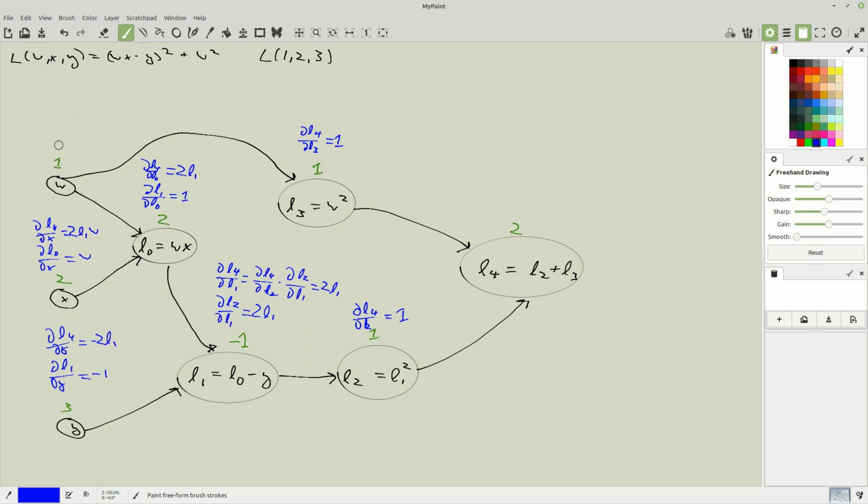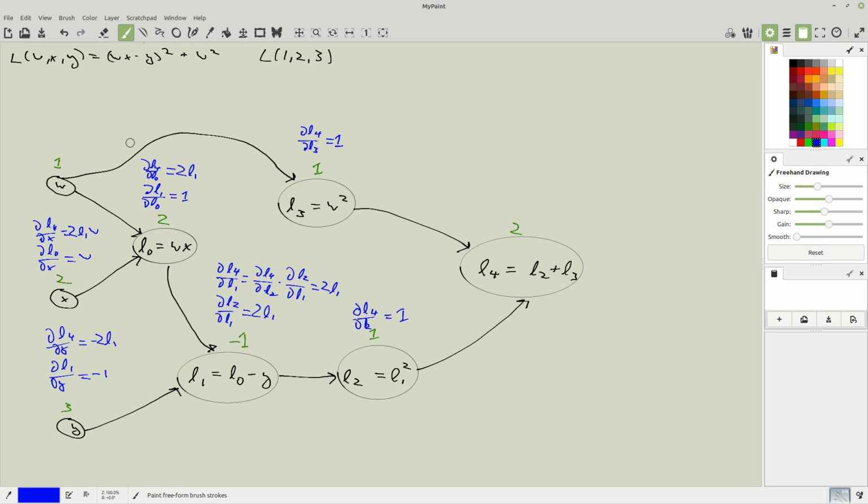And something interesting and worrying happens at W here. Notice W has 2 children, and they're both going to have some opinion about the partial derivative of L4 with respect to W, and they're both going to push those values back. So the question then becomes, what do I do with those 2 answers? How do I combine them?